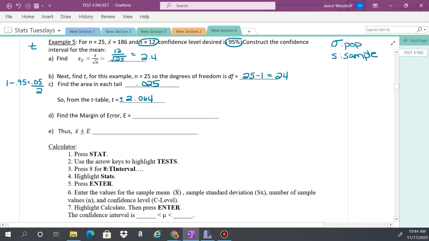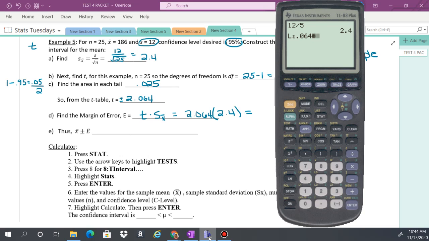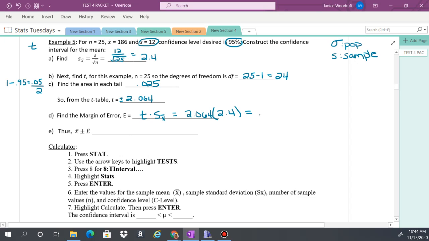Okay, so then we use the formula to find the margin of error. So remember, the formula is going to be t times the standard deviation of your sample. So our t is 2.064, and the standard deviation we found up here was 2.4. So let's see, 2.064 times 2.4. Whoops, what did I write in there? 2.064 times 2.4, 4.9536.